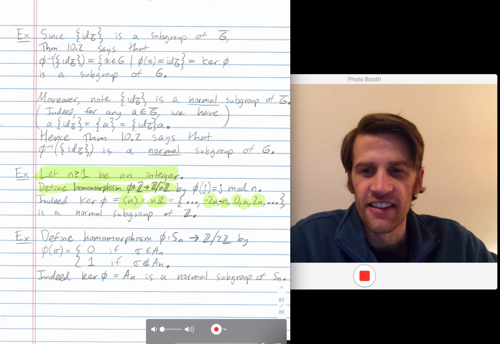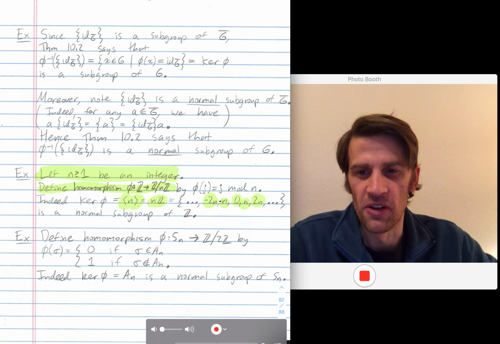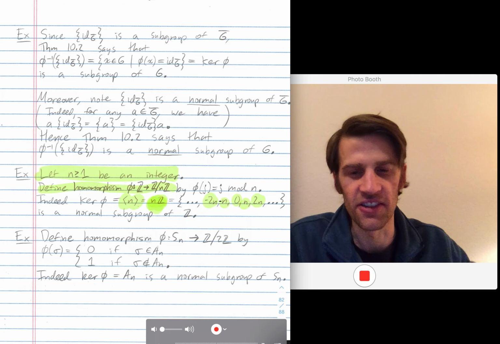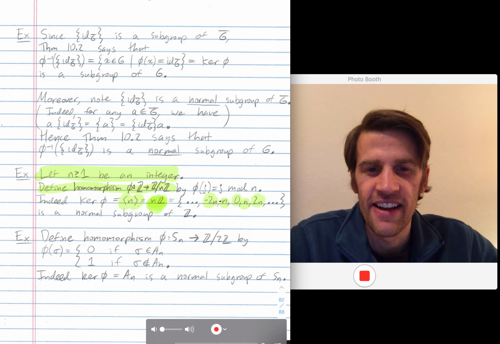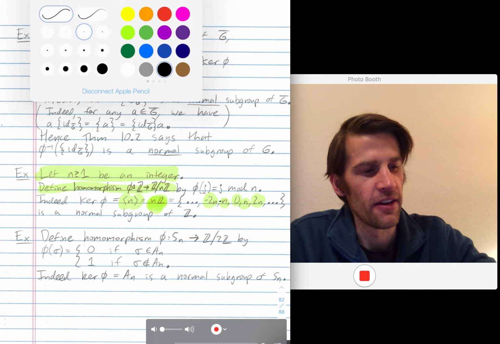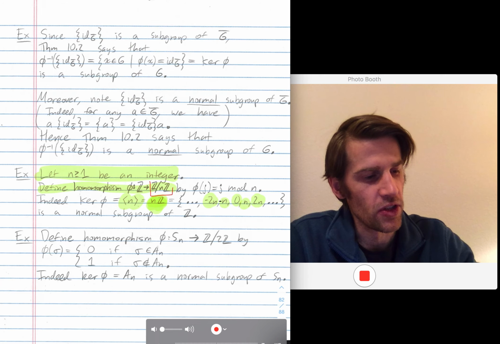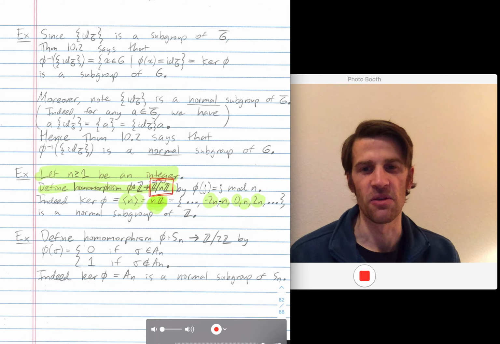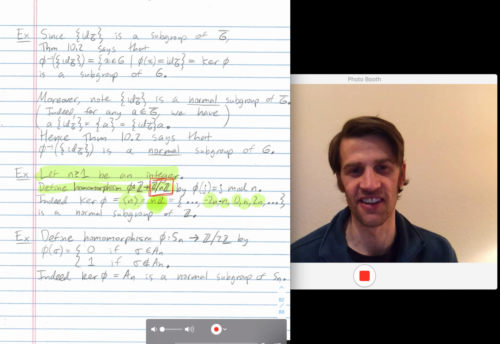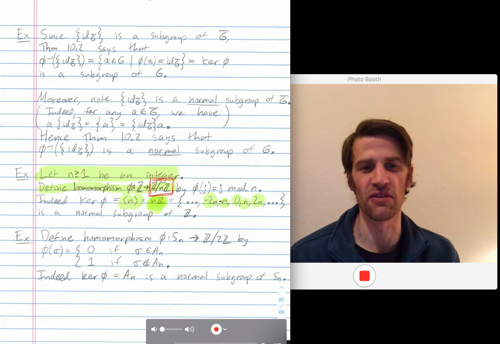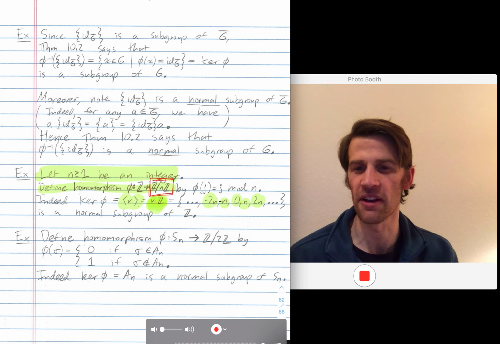Now, since kernels are always normal, we know that nZ, this kernel, the integers divisible by n, is a normal subgroup of the integers. And that's why we can do this quotient group. You can only do quotient groups when you know that the subgroup is normal. And we have that here. We've exhibited nZ as a kernel. And so we know that nZ is normal. And that's sort of why we're allowed to take this quotient in the first place.